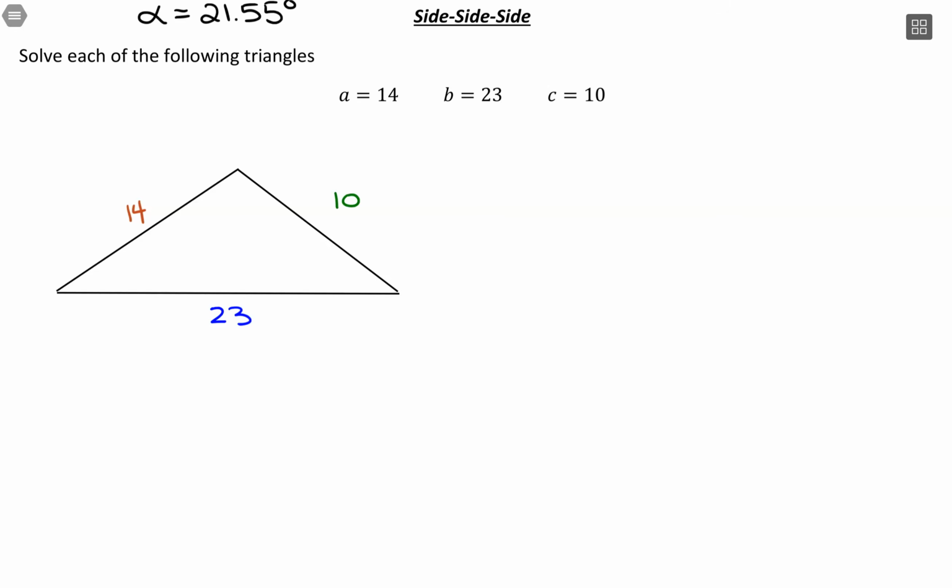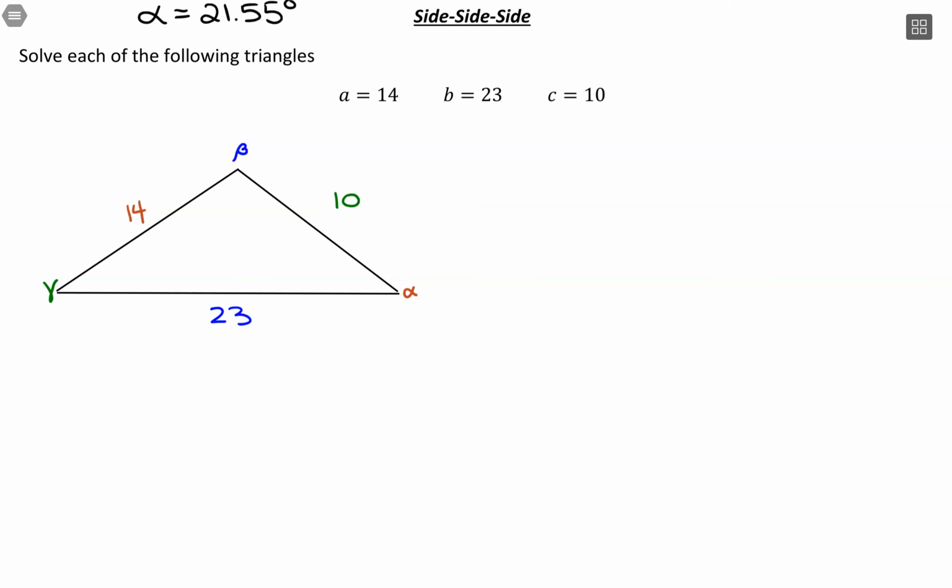And we're missing, let's see, alpha would be over here, beta would be over here, and gamma over here. Now, if we tried to use law of sines here, we would get stuck because we don't have a pairing where we have all of the information. No matter what, we're missing the angle measurement. So we can't use law of sines at all here. But with law of cosines, what we can do is solve for an angle measurement, because we'd have all the information of the side lengths.